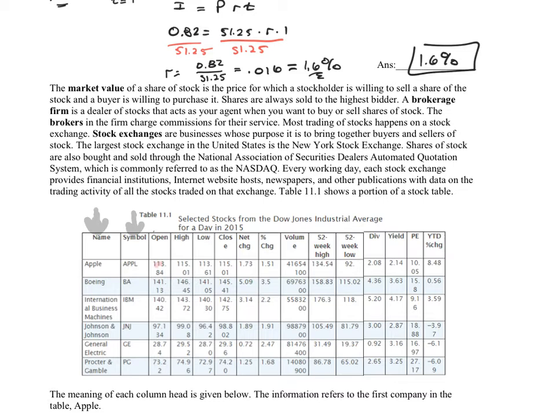So what's opening here? Opening is at the beginning of the day, what was the price per share? So for instance, in Apple, it was $113.84 when it opened that day. Close, what is high, what is the high it traded for that day? So the highest it traded for that day was $115.01 per share.